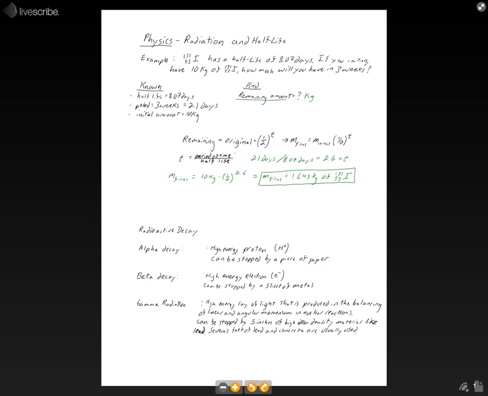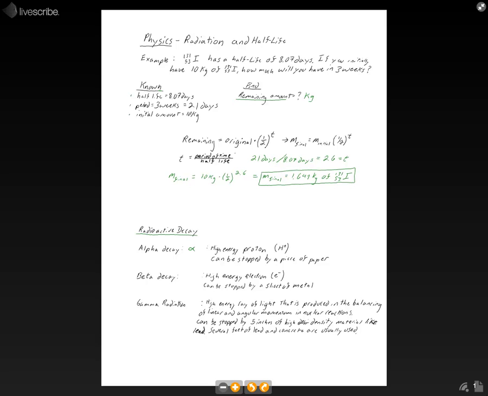Alright, and then also for this problem, we wanted to cover a little bit more about radioactive decay. So there are 3 different types of radioactive decay, and these are alpha decay, which is basically just a high energy proton. It's not very strong decay. It can be stopped by a piece of paper, and it's not terribly damaging, basically to like your skin or so forth. Like an alpha particle would be stopped by your skin, so it's not very strong radiation.